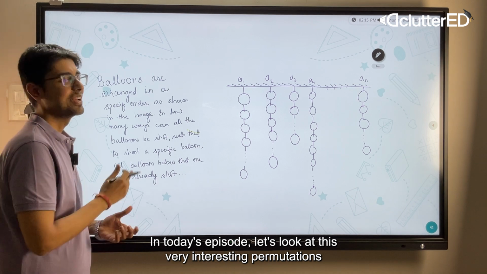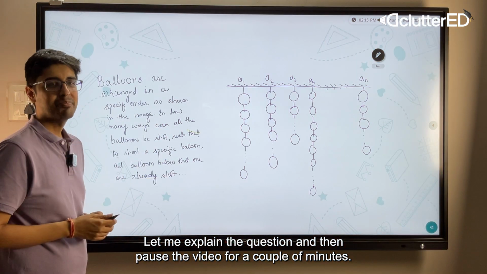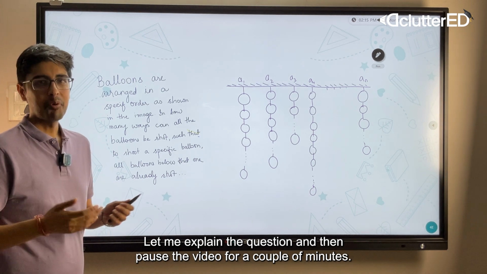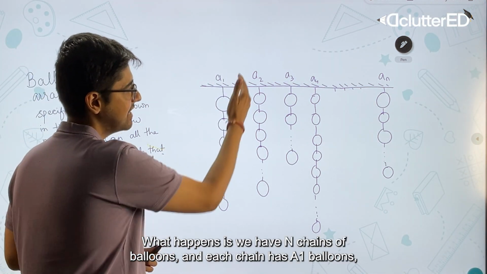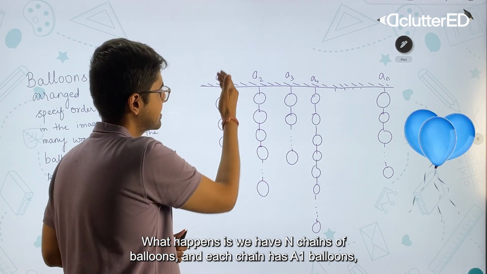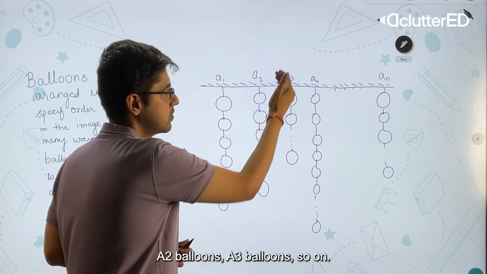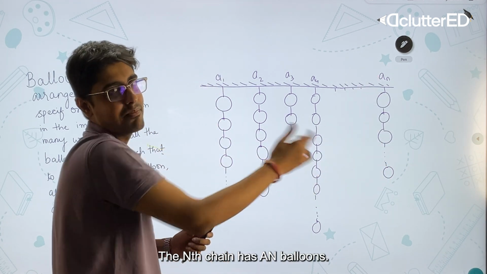In today's episode, let's look at this very interesting permutations and combinations question. Let me explain the question and then pause the video for a couple of minutes. What happens is, we have n chains of balloons and each chain has A1 balloons, A2 balloons, A3 balloons, and so on. The nth chain has An balloons.